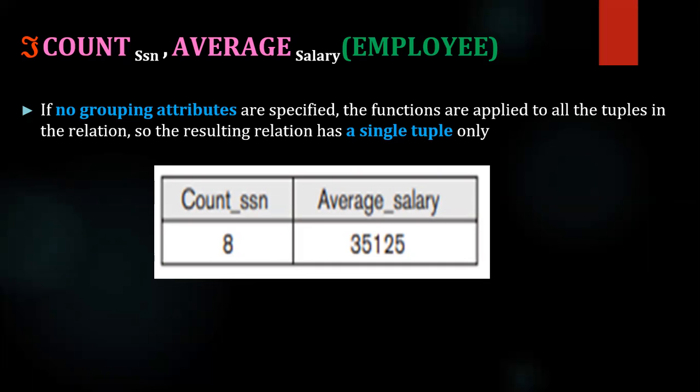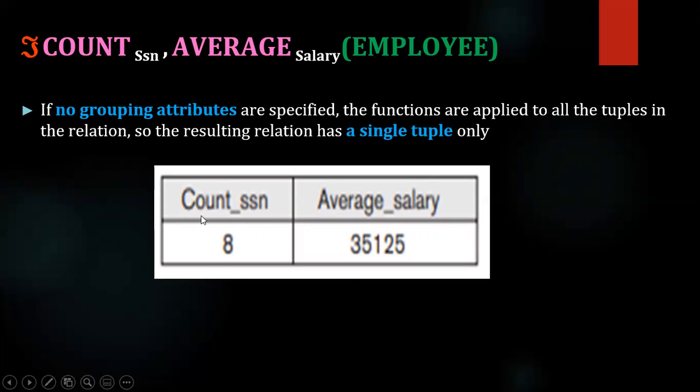So how does it rename the columns of the resultant table? The name of the column in the resultant table will be a combination of aggregate function name underscore attribute name. So count_SSN is the first column name, and average_salary will be the column name for the second column. Like this, it combines the aggregate function name, underscore, and attribute as the column name for the resultant table.